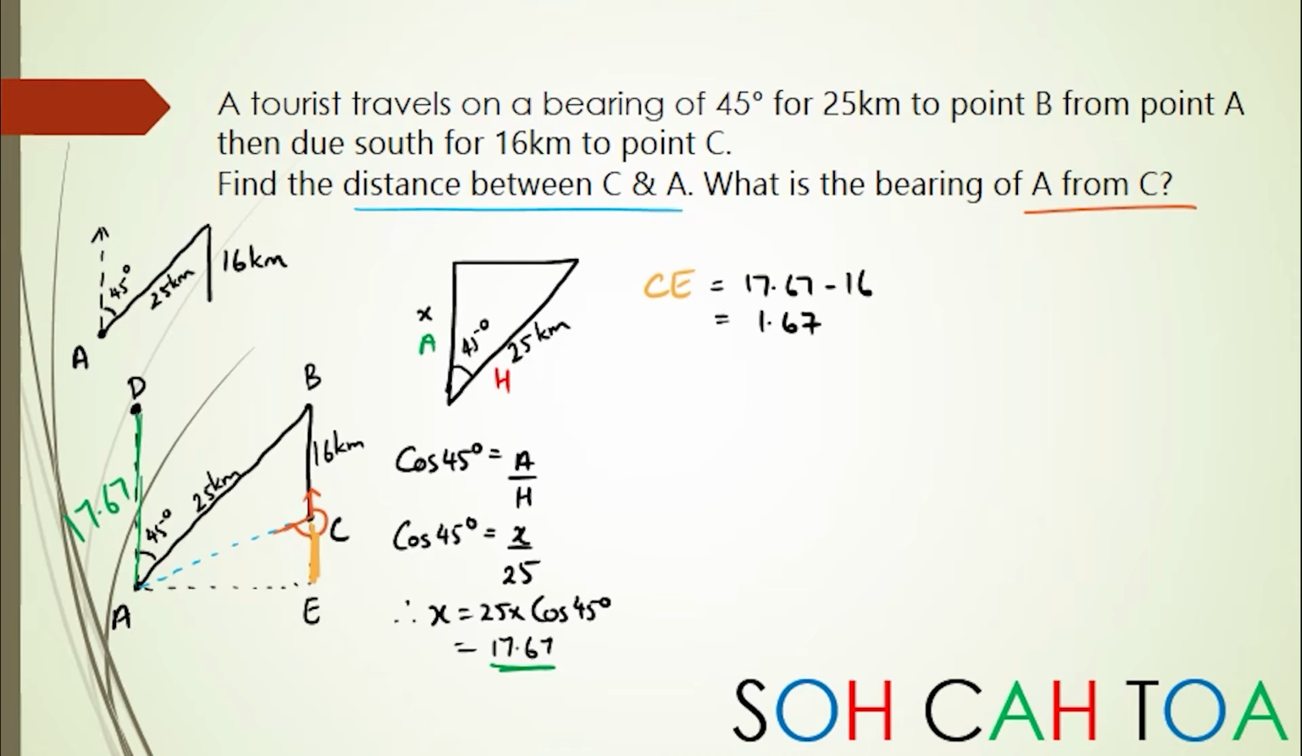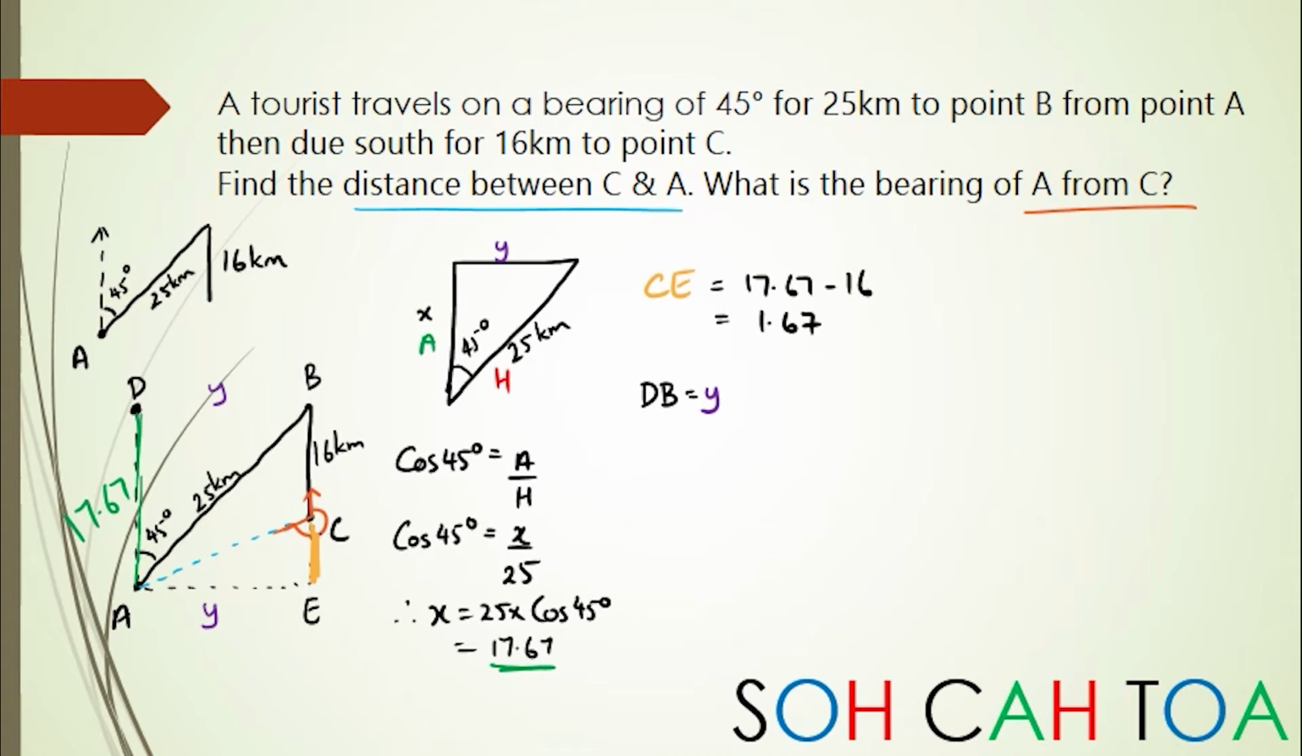Now I need to work out what DB is. I'm going to call this DB as Y. DB equals Y, because this part is DB, Y. This is the part I'm looking at, because I'm trying to figure out what DB is, which is the same distance as AE.